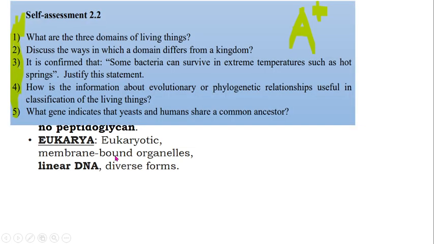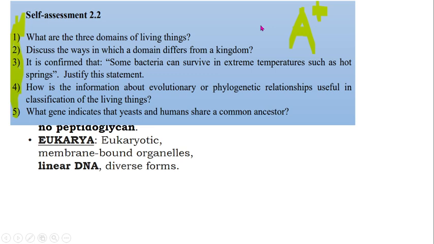Let me give you an assignment. Here there is: what are the three domains of living things? I hope no one can fail this question. There are three: eukarya and so on. Then discuss the way in which the domain differs from the kingdom. I hope you know the levels are like this. Number one is the domain, number two is the kingdom. One difference is that in a domain there are many organisms, but in a kingdom there are fewer organisms.